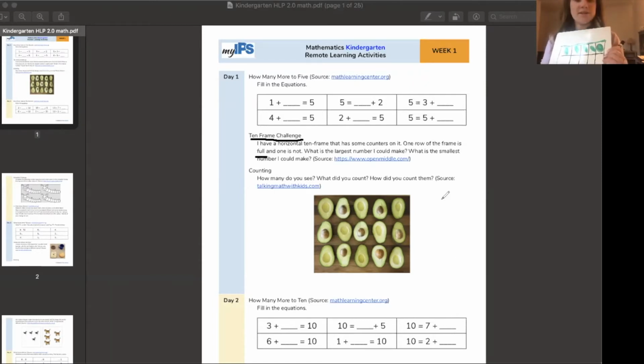So 1 is not full. What is the largest number I can make? Well, friends, if you have 5 here and it says this row is not full, what's the biggest number we can get to before the 10 frame is completely full? Let's see. So we have 6, 7, 8, 9.